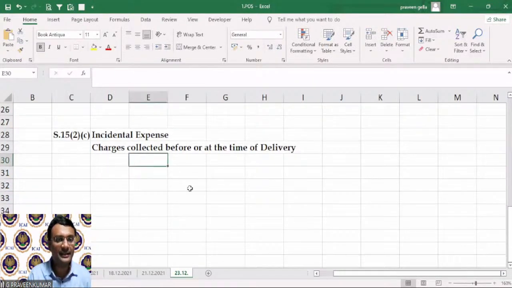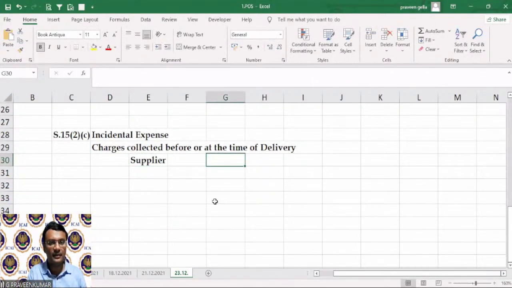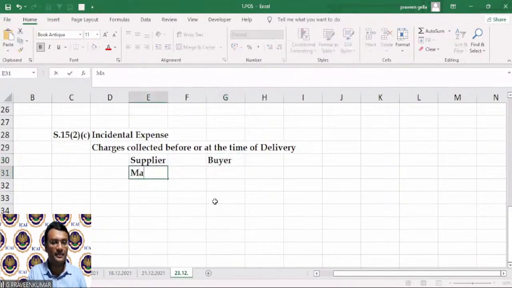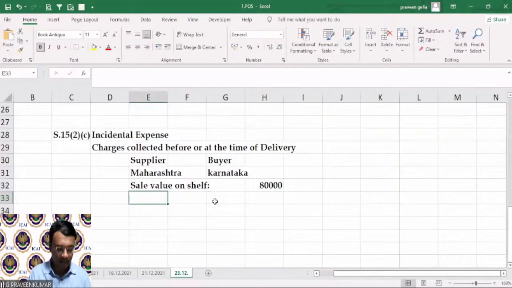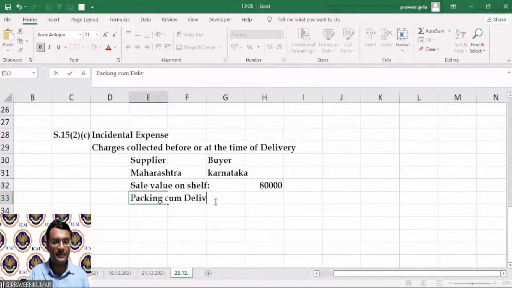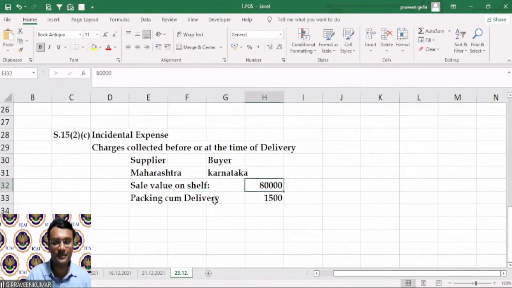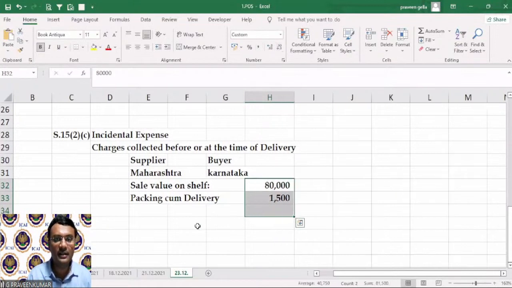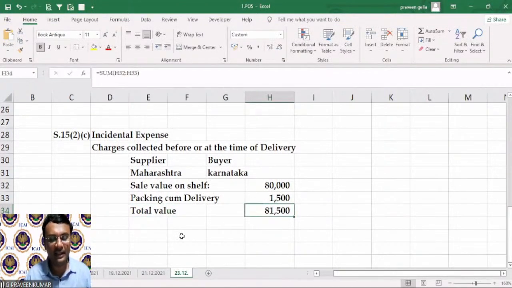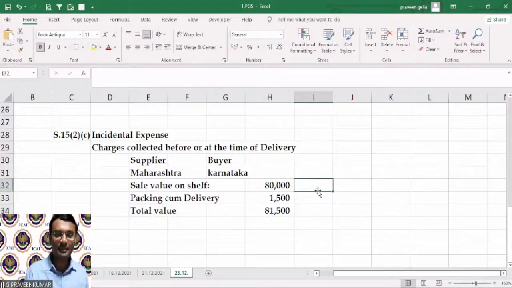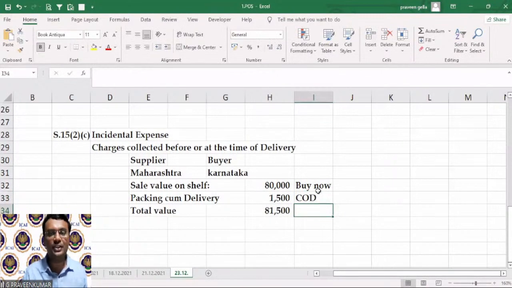Now, let's take the same example where supplier and buyer: supplier is in Maharashtra, buyer is in Karnataka. Sale value of the laptop is rupees 80,000. Packing and delivery, 1,500. Now look at this transaction. Total value. Most of the time it so happens that the buyer says, okay, I'll buy, but please mark the 1,500 as COD, cash on delivery.